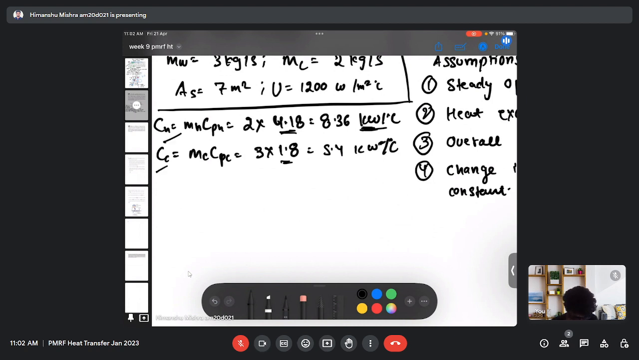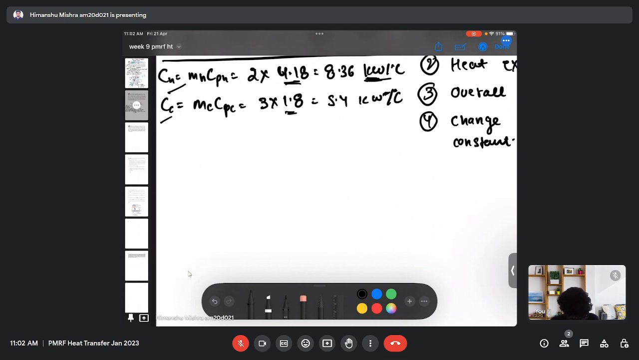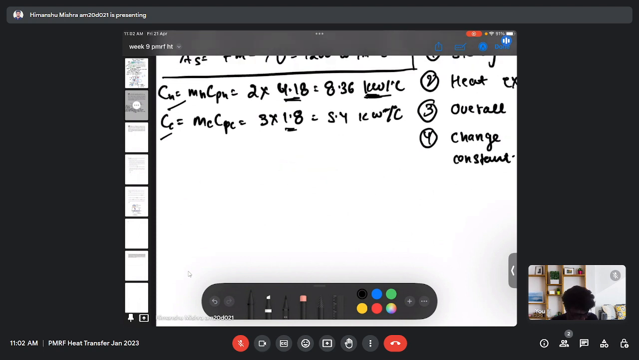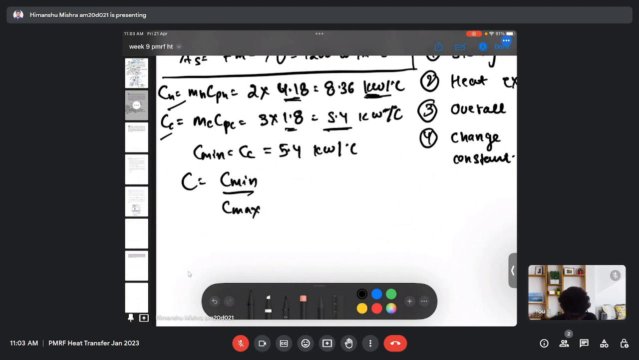So these are both my heat capacity rates, and out of this my minimum heat capacity rate is due to the cold fluid, which is 5.4. So my minimum is Cc, which is 5.4 kilowatt per degree Celsius. So my ratio of heat capacity rate will be minimum by maximum, which is 5.4 by 8.36. On dividing, I will get 0.646.